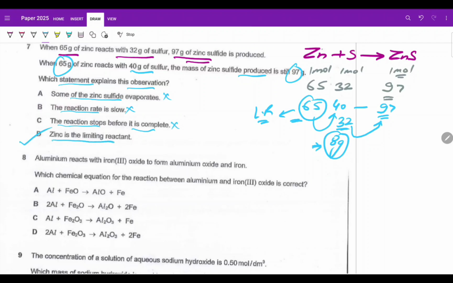Zinc is a limiting reagent. Yes, zinc is a limiting reagent and sulfur is the excess reagent. This I can get from this question. Okay. Answer 7th, D.